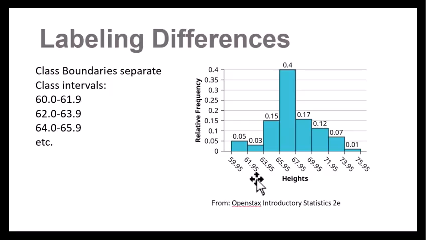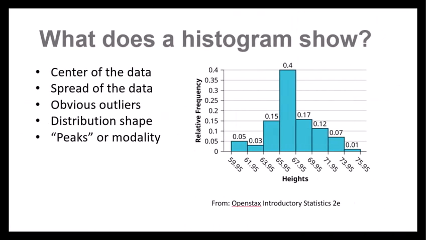We want to make sure that the class intervals don't overlap with one another, and we don't want them to have gaps in between where certain data values can fall. So if my first class interval ends at 61.9 and the next one starts at 62.0, I would want to make sure that none of the height values in our data set fell in between 61.9 and 62.0.